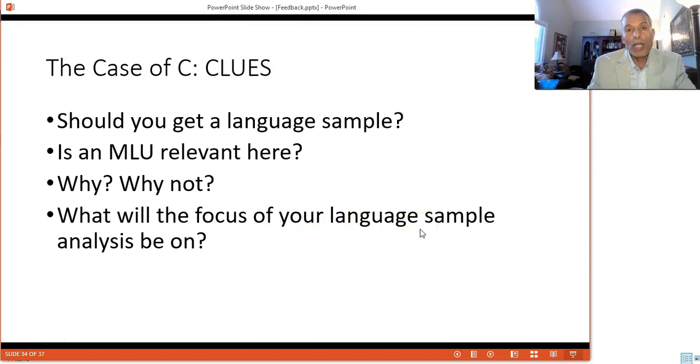For people below age 6, you get the MLU, and that tells you whether they have syntactic complexity or not, and gives you a prediction about language development. But this is where it ends. Above that, you focus on cohesion, coherence, and other parts of discourse.